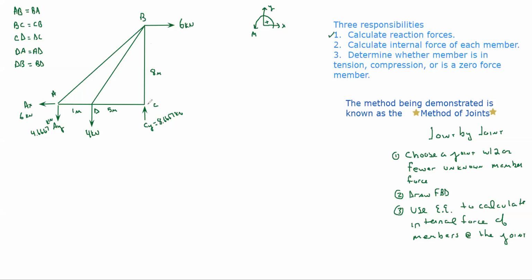I could start at joint C. There are 2 unknown forces at joint C: CD and CB. So our choices are joint A or joint C. I'm going to start at joint C, because I want to teach a vocabulary word that's in joint C.